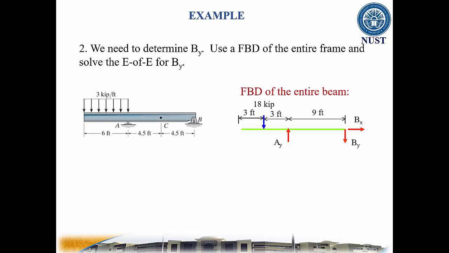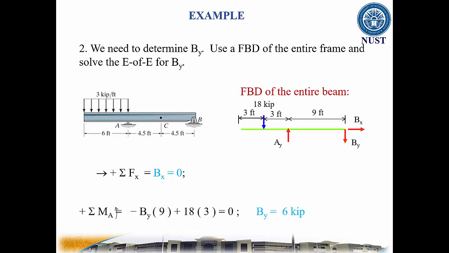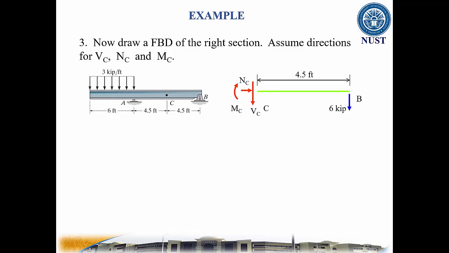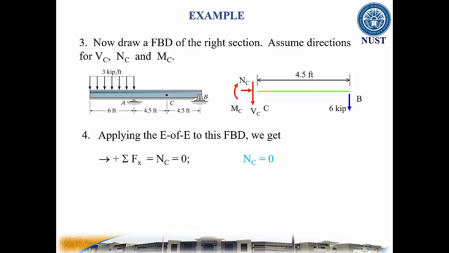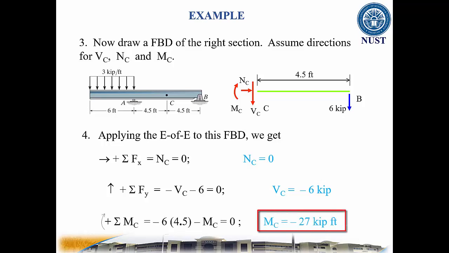Now applying the equations of equilibrium to this free body diagram, we get Bx equal to 0. And applying the equation of moment about A, we get By equal to 6 kilopounds of force. Now draw a free body diagram of the right section. Assume positive directions for VC, NC, and MC as shown. Apply the equations of equilibrium to this free body diagram. We get the following results: NC equal to 0, VC equal to minus 6 kilopounds, and MC equal to 27 kilopound-feet.